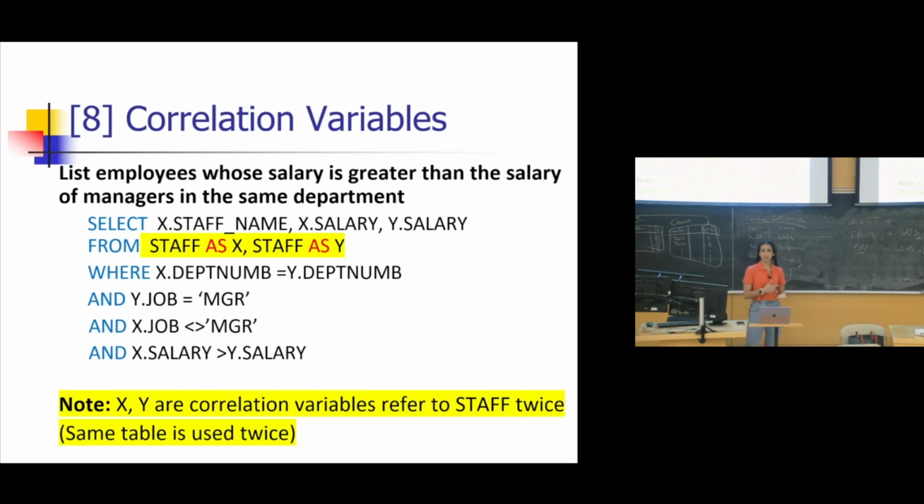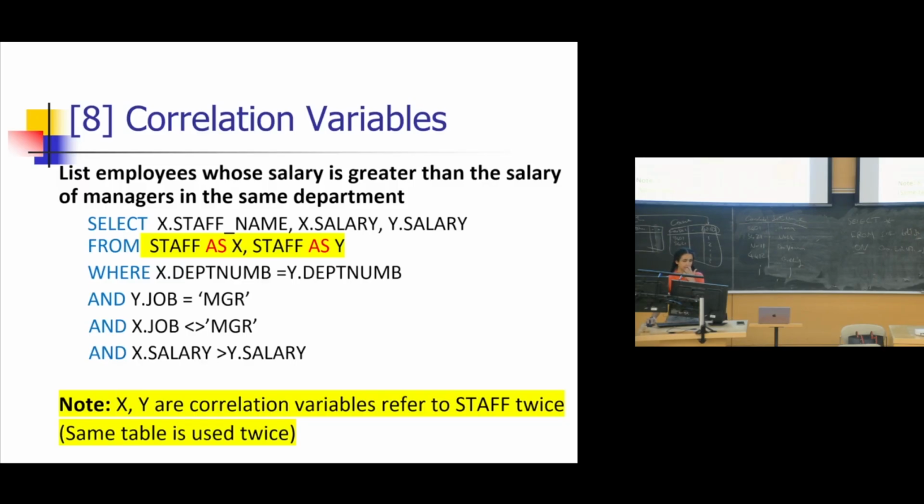Because they are referring to the same table, we can think of it as giving it different names. So once you have, for example, staff as X, the other time as Y, one referring to the employee, the other referring to the manager. And in this way, you would be able to compare the salary of X with the salary of Y, because X refers to the employees and Y refers to the manager. And this is what you defined here.